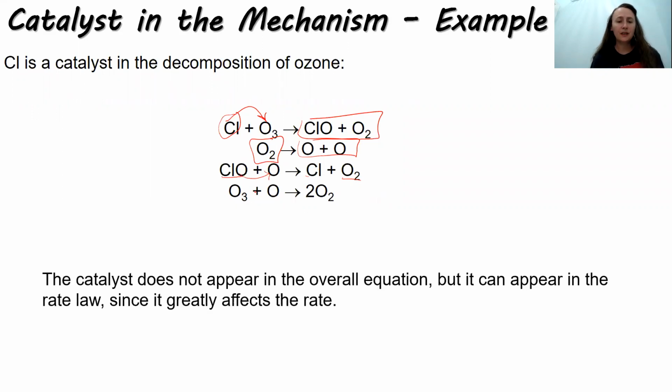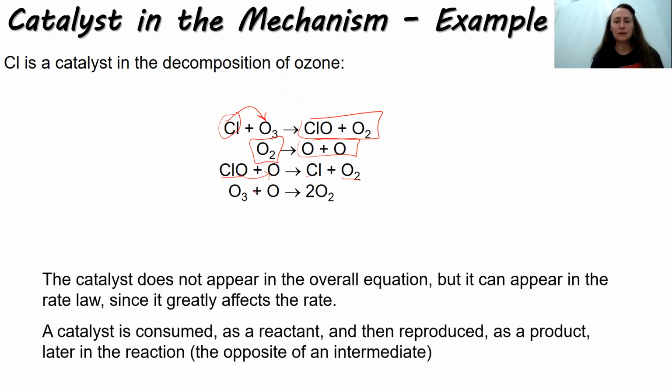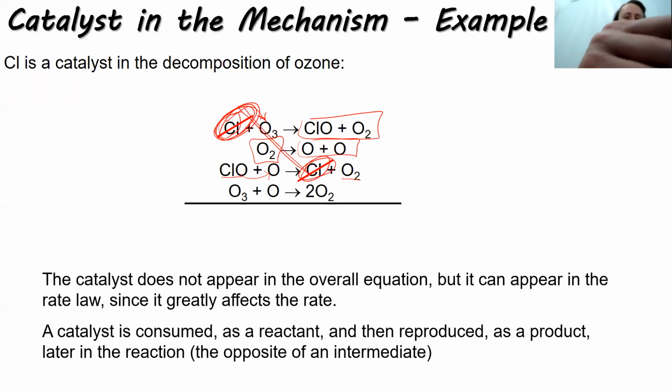So the catalyst doesn't appear in the overall equation, but it can appear in the rate law. So let's look at how this cancels. Look at the catalyst. So the catalyst starts, and we see it as a reactant first, and then later it comes back out as a product. So it sort of cancels in this direction. It's the opposite of an intermediate.